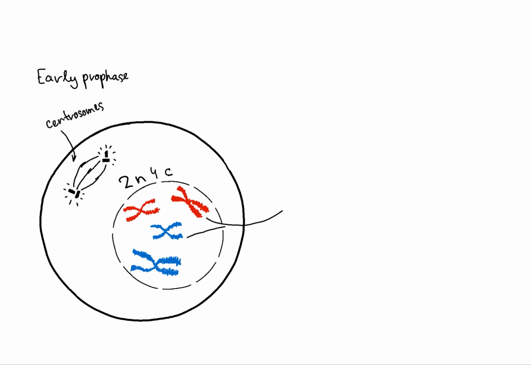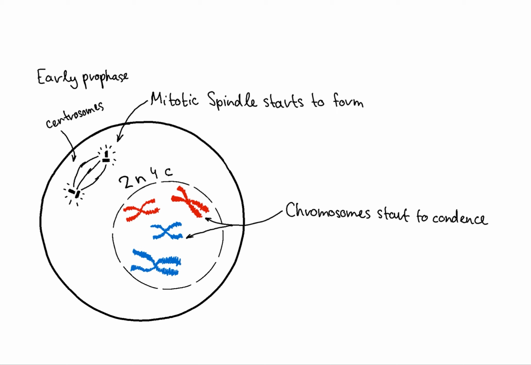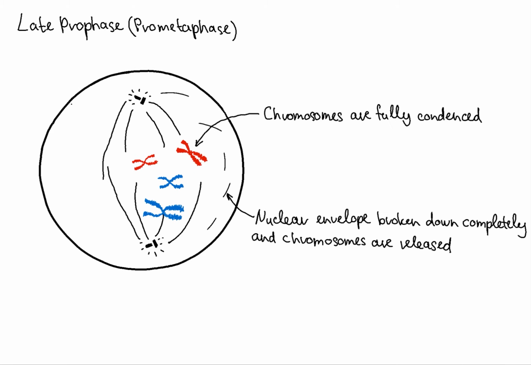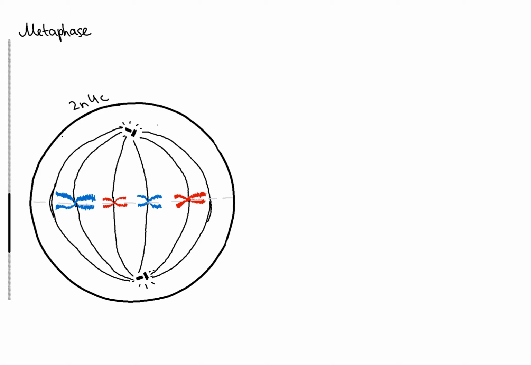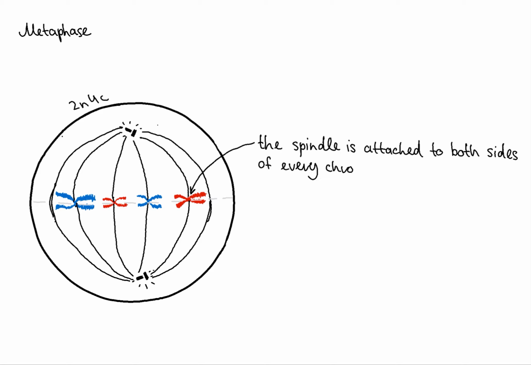In the early prophase, the chromosomes of our cell start to condense, and centrosomes that replicated in the S phase begin to move to the opposite poles of the cell, forming the mitotic spindle. In the late prophase, some people also call it prometaphase, the nuclear envelope starts to break down, which allows microtubules to attach to the chromosomes. In the next phase, called metaphase, when all chromosomes are captured by the microtubules, the mitotic spindle starts to align them in the middle of the cell. This place is also called the metaphase plate.